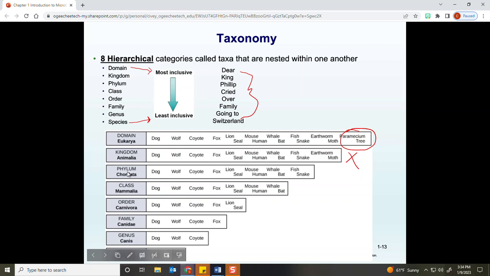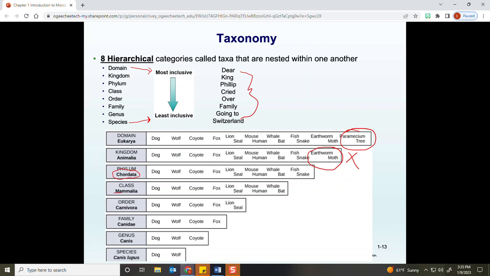So if we look down to the next level of organization, which is phylum, this is showing all organisms that are in phylum Chordata, which means, to make a long story short, they have vertebrae. They have a backbone. So all of the ones listed here are also found in Animalia, except for the ones that don't have a backbone. So dog, wolf, coyote, fox, lion, seal, mouse, human, whale, bat, fish, snake, but earthworm and moth do not have vertebrae, so they are not considered chordates. They are not in phylum Chordata.